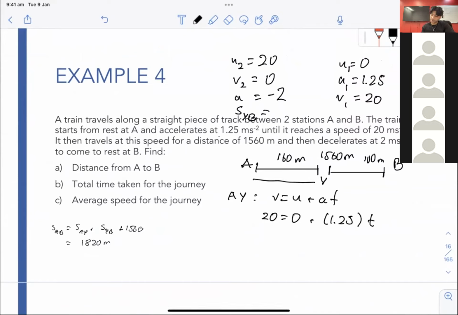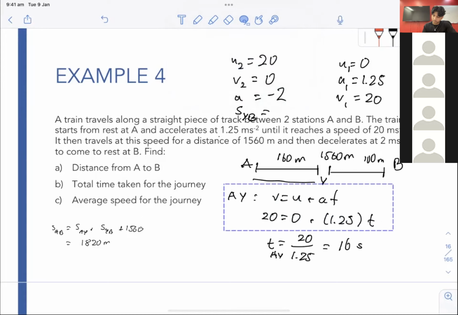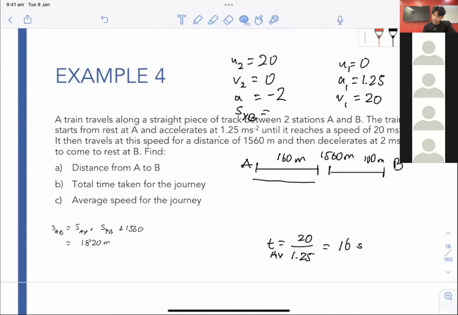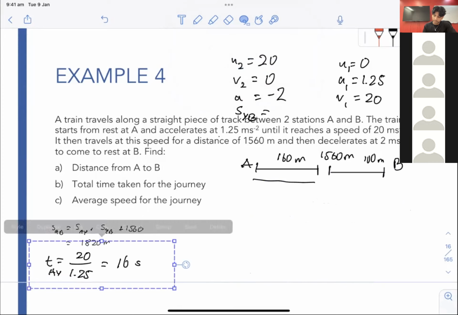So if we rearrange, we're going to get time equals 20 on 1.25. That's going to be 16 seconds, okay? 16 seconds. That's for AY. So TAY equals 16 seconds. We'll save that over here, okay?